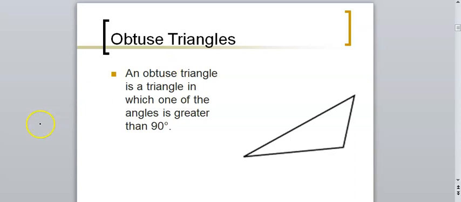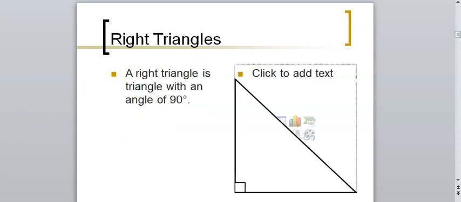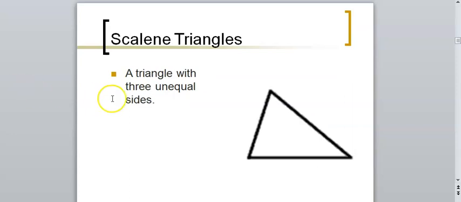Then we have another triangle which we call right angle triangle. The right angle triangle is the one with an angle of what? 90 degrees. Good. So we have scalene triangle. In a scalene triangle, all the three sides are not the same. So if you take account of all the sides, they usually have different lengths.